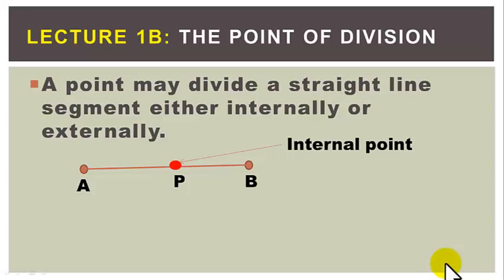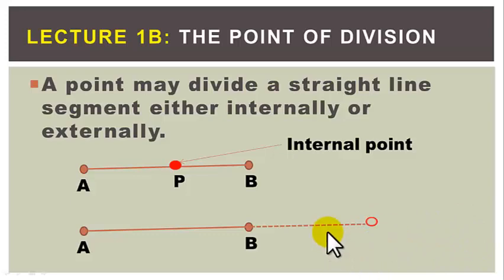Now let us consider another 2 points A and B. And this is a line segment joining the 2 points. Let this line segment AB be extended a little to the right. Any point on this extension is what we call the external point of division. That is, if this is a point Q on this extension, this point Q is referred to as the external point of division.